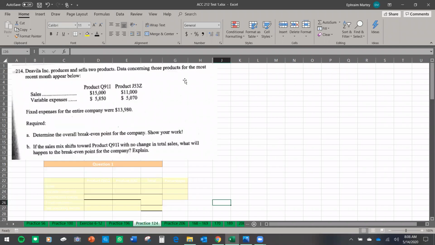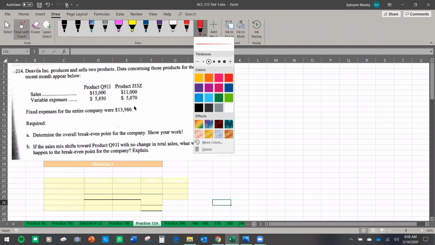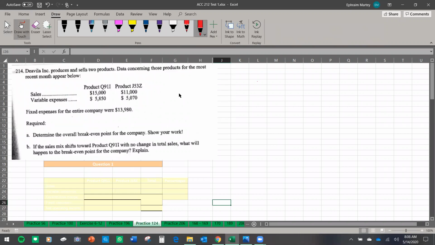One, two, four. So in this exercise, we have to compute what we call... let's see what we're looking at. Okay, it says determine overall break-even. Break-even point again for the company. Show your work. We're going to show your work, of course.